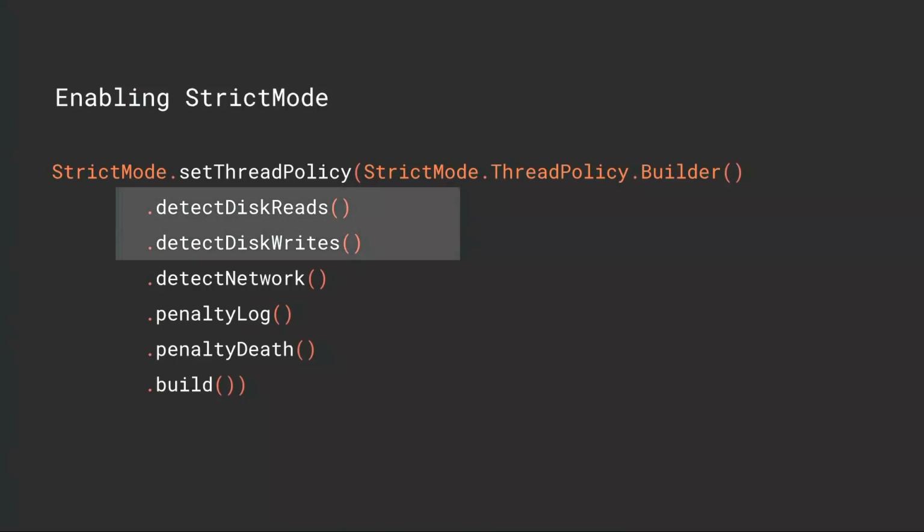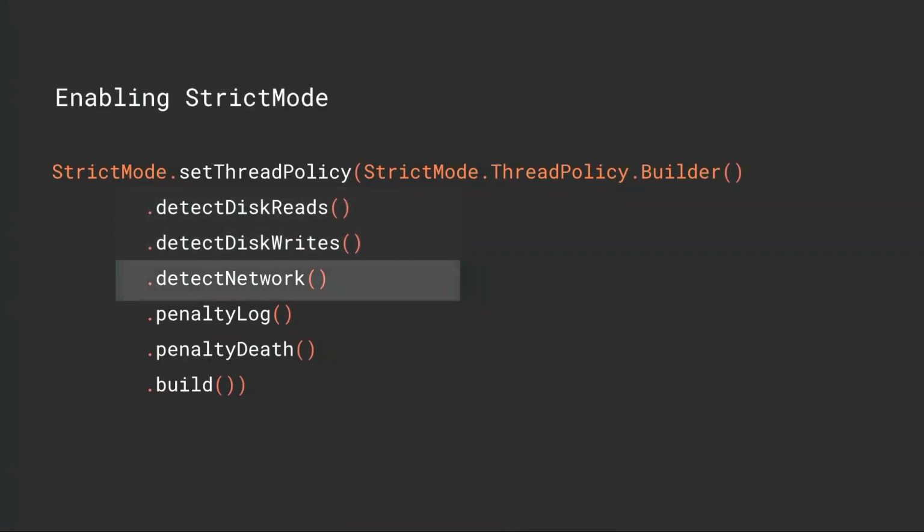And you tell StrictMode, I want you to detect all disk operations in my application on this thread. And I also want you to detect network operations. And then you tell StrictMode what you want the result to be. So first of all, of course, we want to see it in logs, so we can debug it later. But logs are easy to miss. Like, logcat can be noisy sometimes. So for my debug builds, I'm also going to say penaltyDeath, which will actually crash my app whenever I do the wrong thing and access network or disk on the main thread.